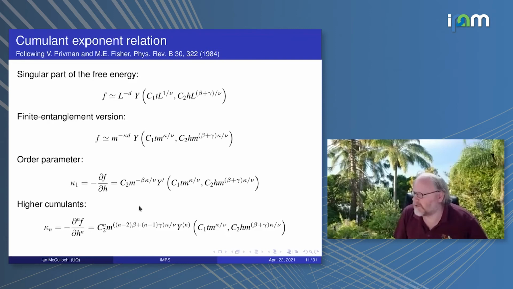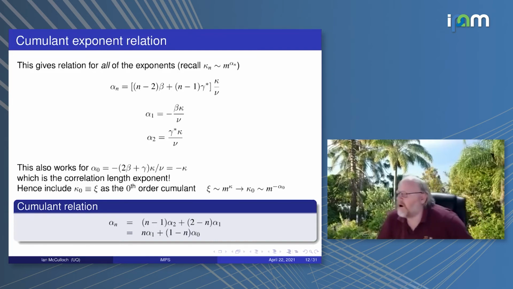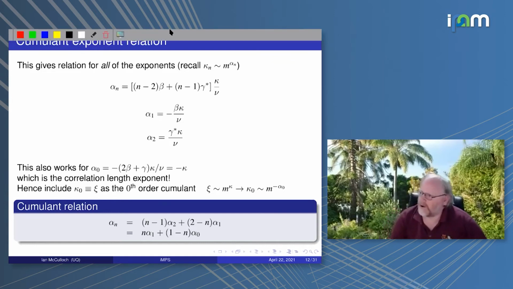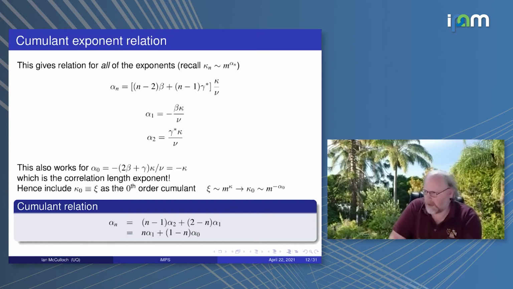So as we go through this, we see that as we take each higher derivative, that pulls down another factor of beta plus gamma times kappa over nu. What we see from that is that we get a relationship between all of the exponents: the exponent of my nth cumulant, I can write in terms of my beta and gamma exponents, as n minus 2 times beta plus n minus 1 times gamma, all multiplied by kappa divided by nu. In particular, the low order exponents are the most useful ones. So my alpha 1 is essentially the beta exponent, and my alpha 2 is basically the gamma exponent.